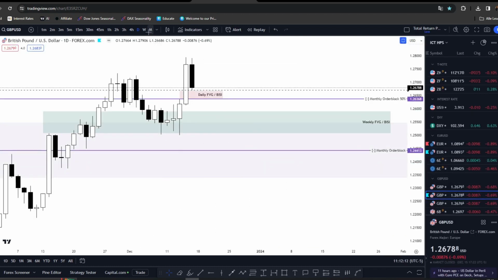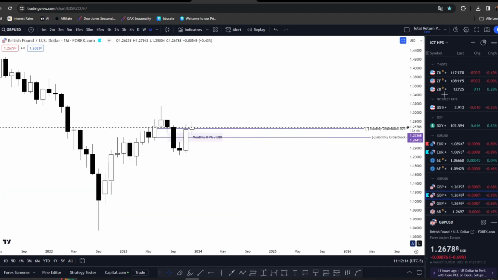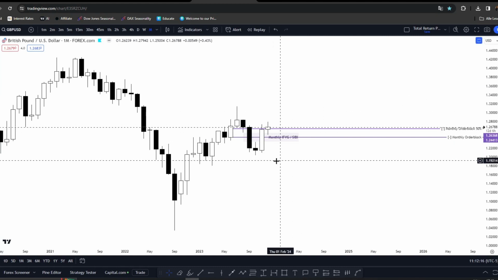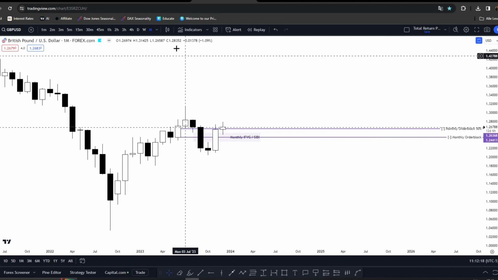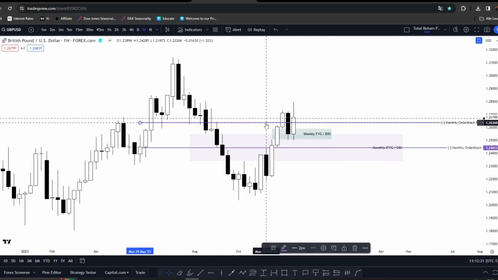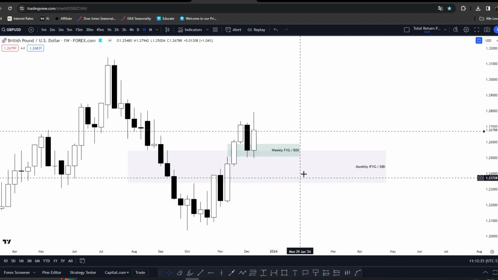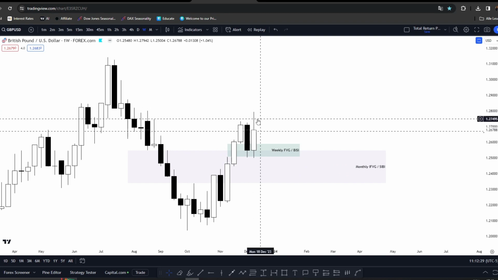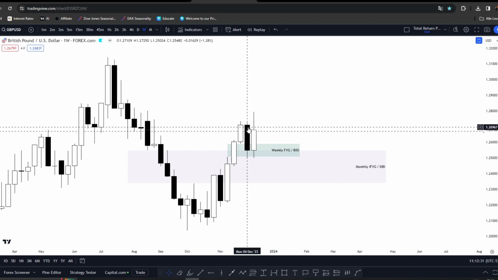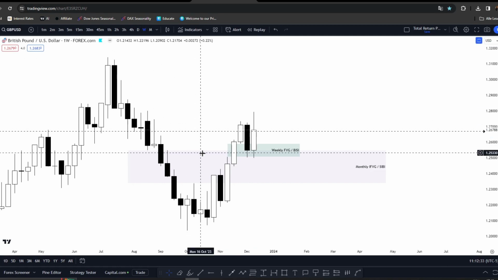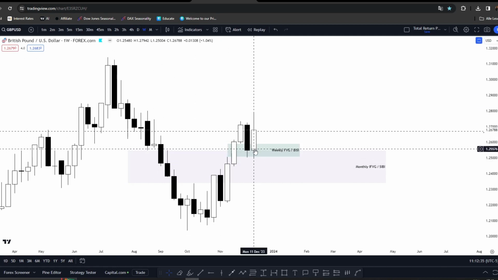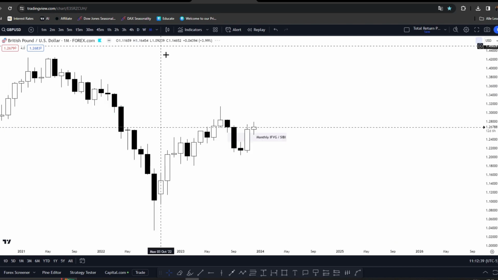So moving on to GBP USD, same thing right here. Let's move on to the weekly time frame. Let's remove this and this. So I'm bullish. As you can see, GBP USD is a little bit weaker. It closed below this bullish order block, but we're still delivering from the weekly fair value gap right here, and also from the inversion fair value gap.